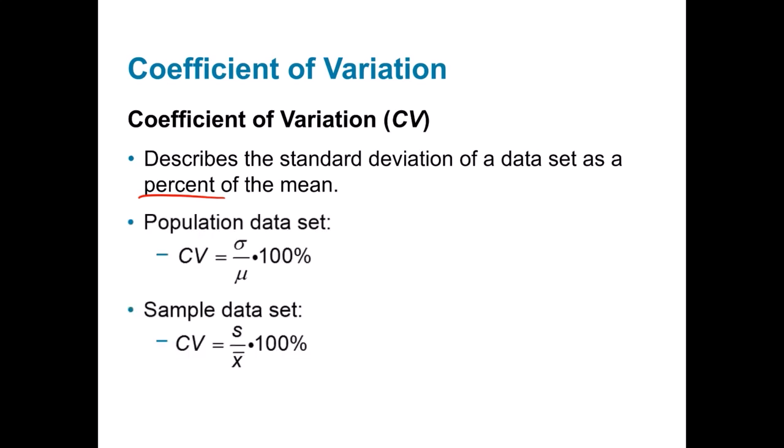So your formula for coefficient of variation, which we just call CV, is the same formula regardless of if it's population or sample. It's the same formula, the only difference is what we're calling the symbols. So coefficient of variation is literally the standard deviation divided by the mean times 100. So we're converting it into percentages. So standard deviation divided by mean times 100.